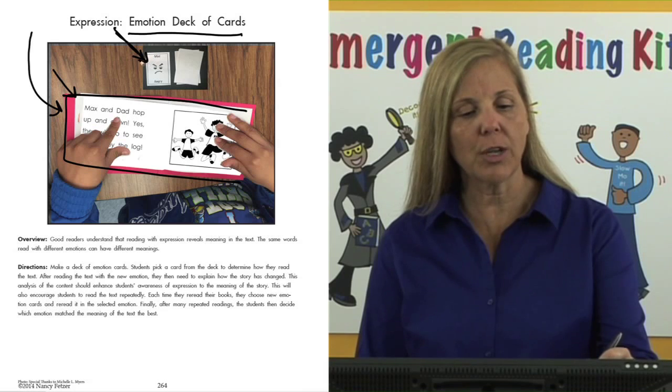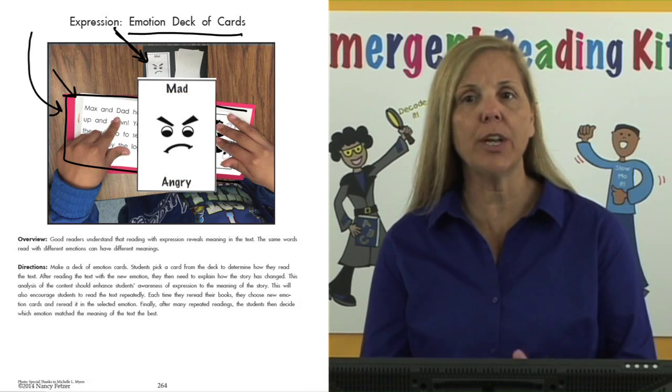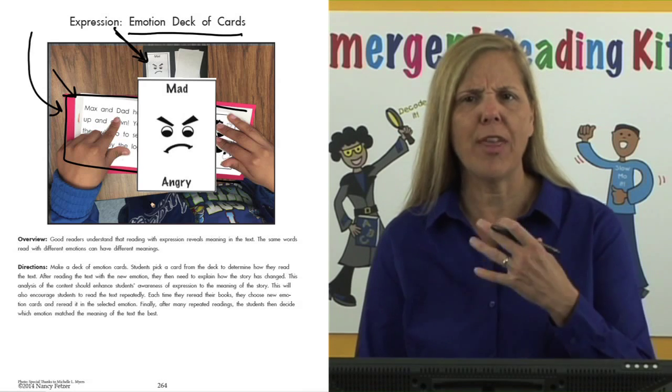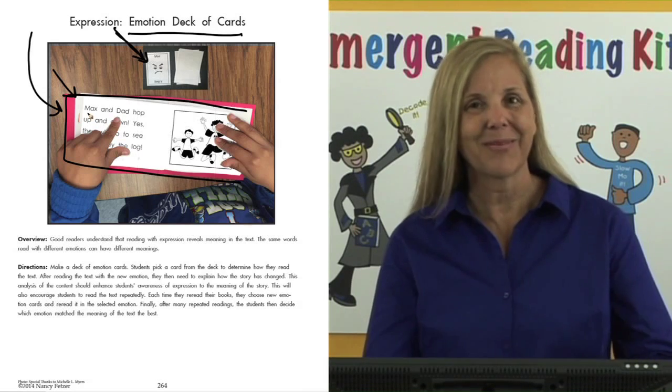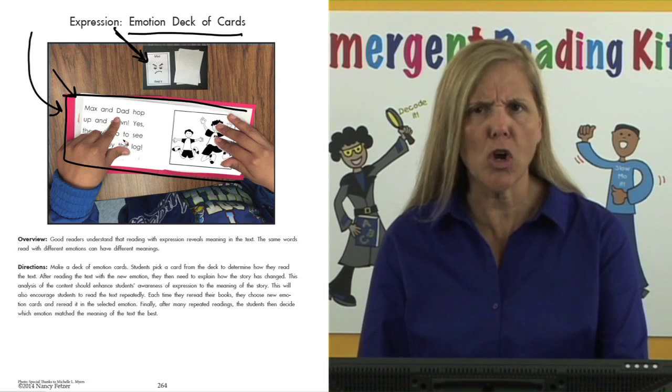Notice in this picture, the card that was chosen was of an angry face. So we're going to have the students read this page with that angry voice. So let's just do that on the first sentence. Mom and Dad hop up and down.